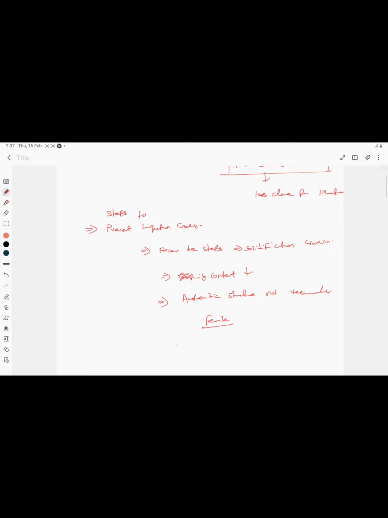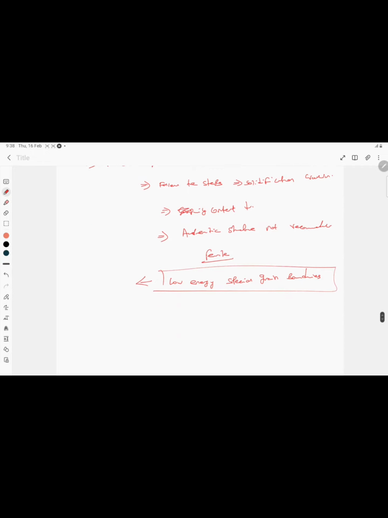And then the presence of low energy special grain boundaries. Low energy grain boundaries have been successful in preventing the formation of liquid films. So we have to carry out welding in such a way that there are more low energy special grain boundaries, so that the liquation crack will be prevented.